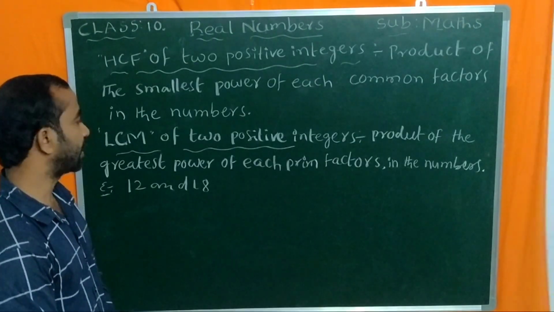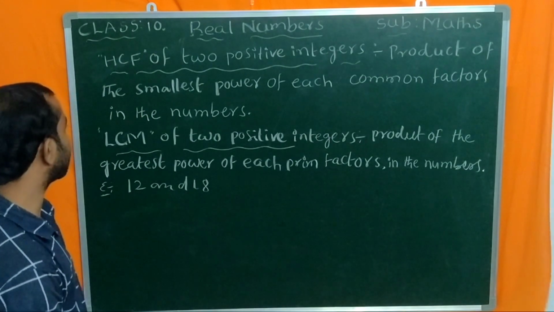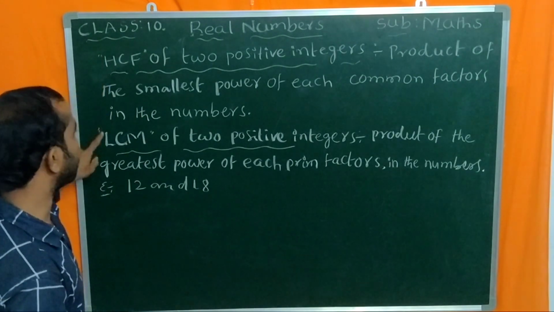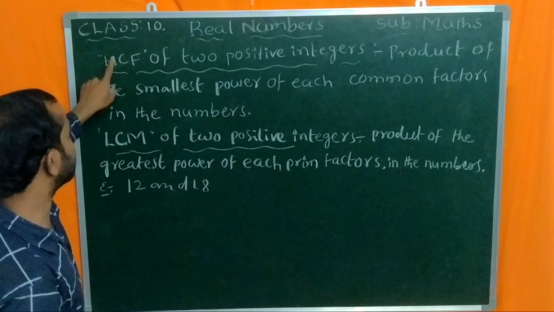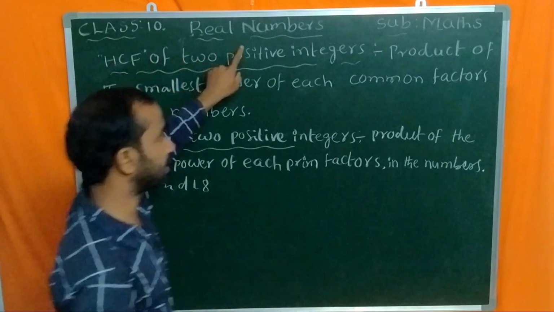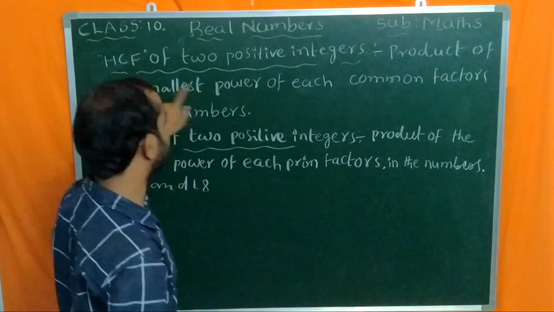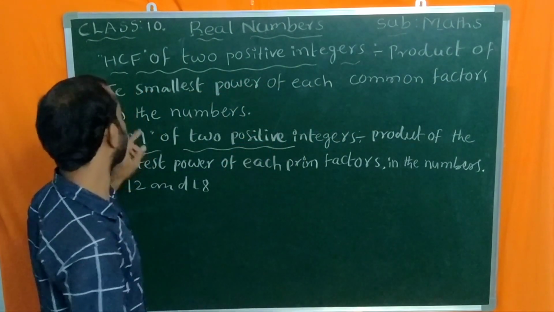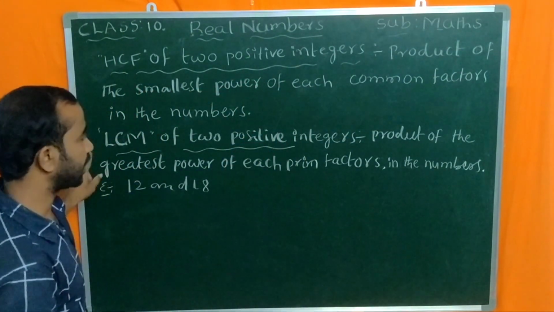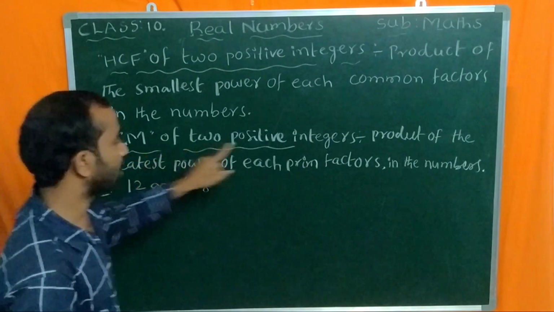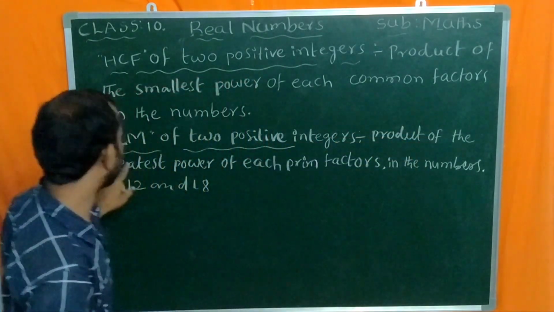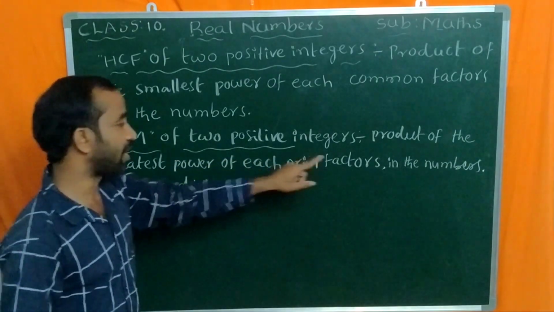Next, we can find the HCF and LCM of any two integers. The HCF of two integers is the product of the smallest power of each common prime factor. The LCM is the product of the greatest power of each prime factor.